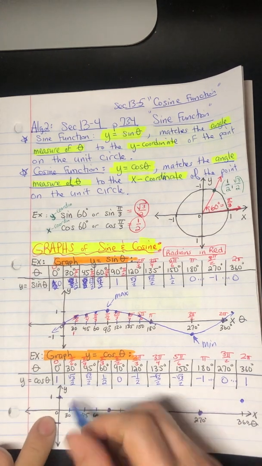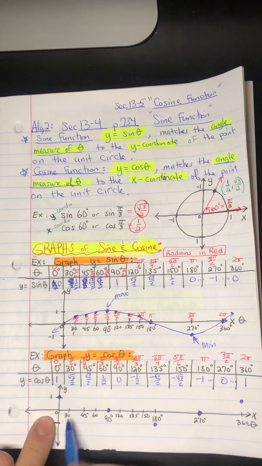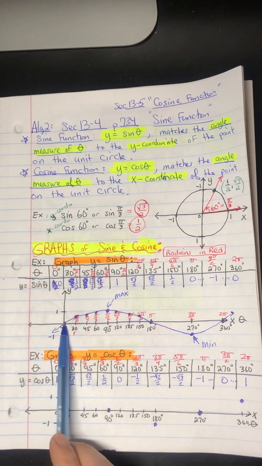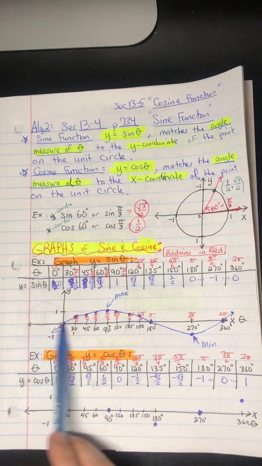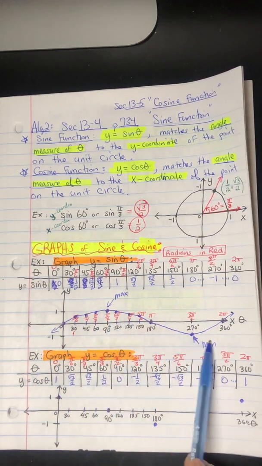And let me go ahead and plot all that. At 0, the cosine equals 1. So look where it starts. Sine starts at the middle, at the origin, at the middle of the graph. This is the midline of the graph. The midline of the graph is the x-axis in this case. The max and min are here.